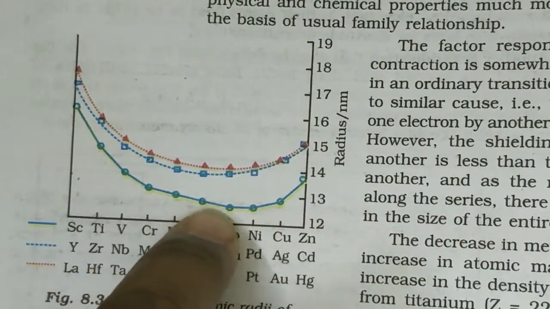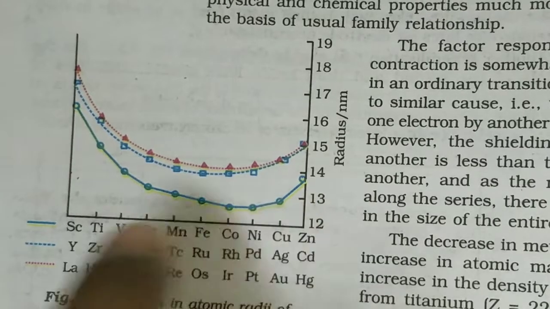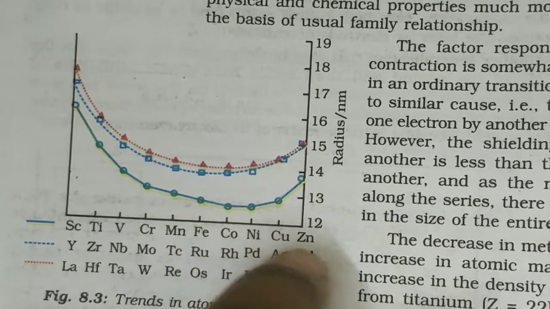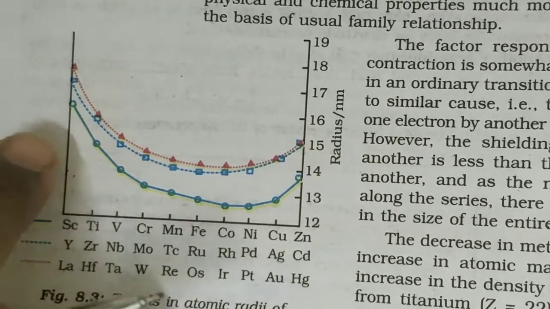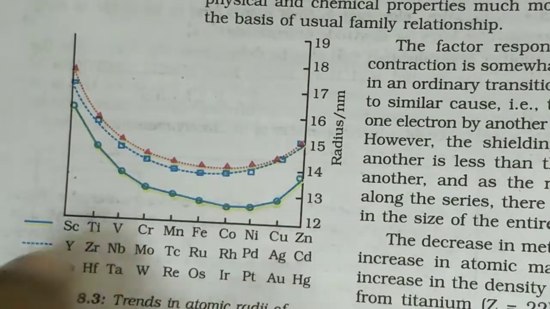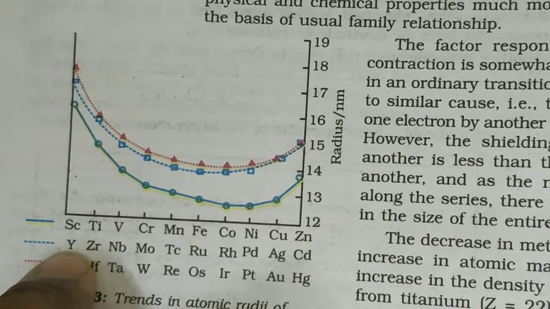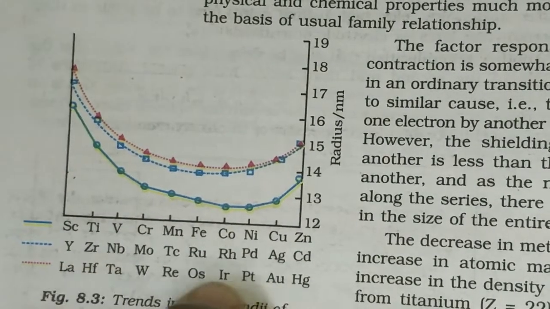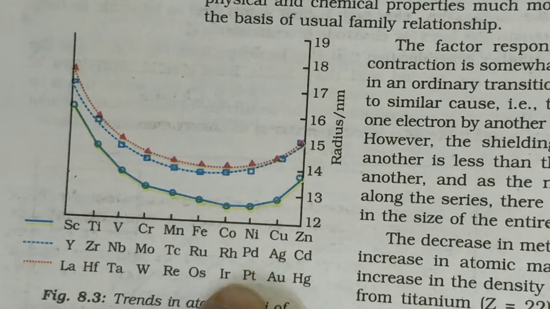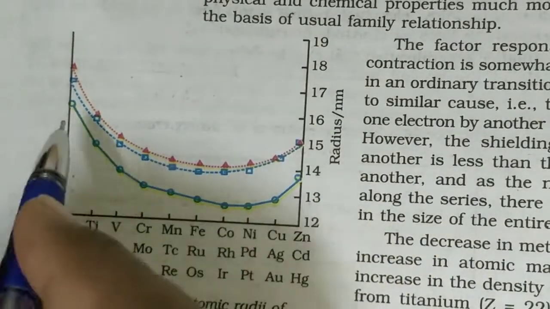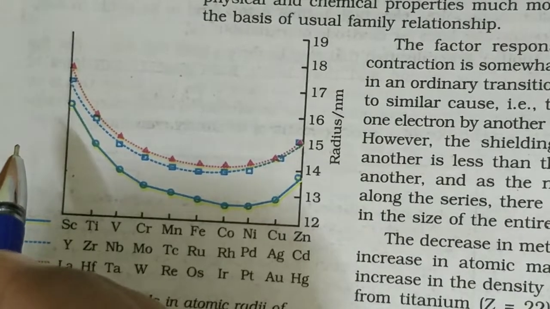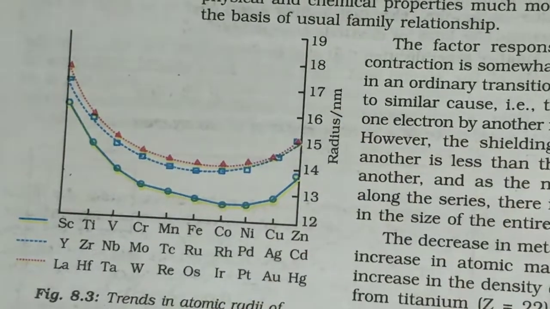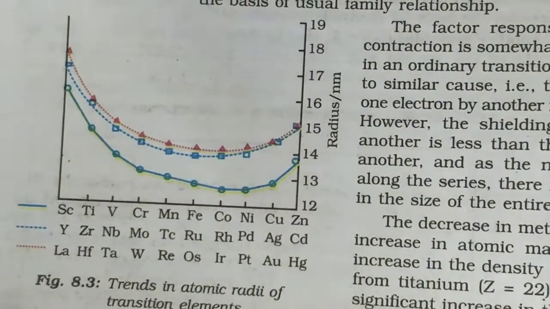is representing the 3D transition series. That means scandium, titanium, vanadium, chromium, manganese, iron, cobalt, nickel, copper, zinc. Okay. Now, coming to this blue dotted line, it is representing the next, 4D transition series. Next, the red line is representing the 5D transition series. On the y-axis, we have radius in nanometers. Observe this graph carefully, all of you. It is very important.